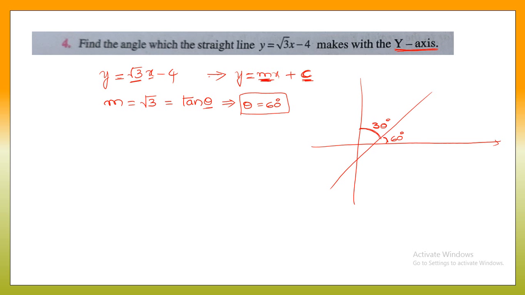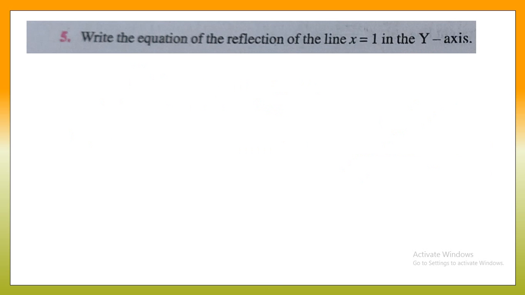That means it will make a 30 degree angle with the y-axis, right? So from this I can say, since it is making a 60 degree angle with the positive direction of the x-axis, it makes 90 minus 60, which is equal to 30 degrees, with the y-axis. So it will be complementary to the angle with the x-axis, right? Okay, understood. Next, moving on to one more question. Write the equation of the reflection of the line x is equal to 1 in the y-axis.